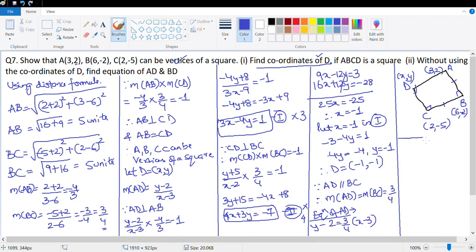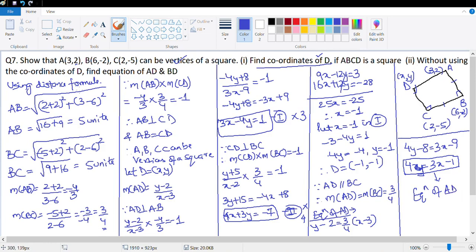Let's cross multiply, and what I get is 4y minus 8 is equal to 3x minus 9, which means 4y is equal to 3x minus 9 plus 8, that's minus 1. This is 4y, my mistake. This is 4y is equal to 3x minus 1. So this is the equation of AD.